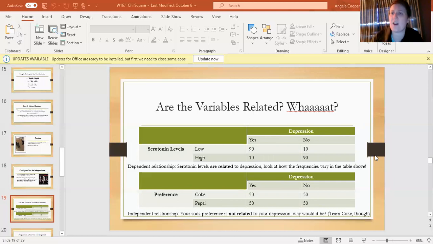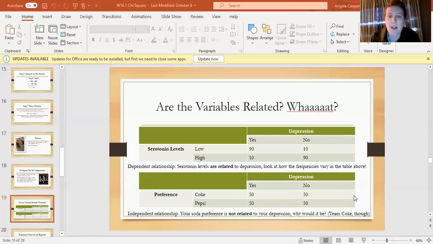And then we ask people their preference for either Coca-Cola or Pepsi. Actually, this is a perfectly distributed chi-square table here, where the 200 people are all evenly distributed across these four different conditions: I like Coke and I am depressed, I prefer Pepsi but I do not have depression, etc. So we have everyone evenly distributed across the board here, 50, 50, 50, 50.